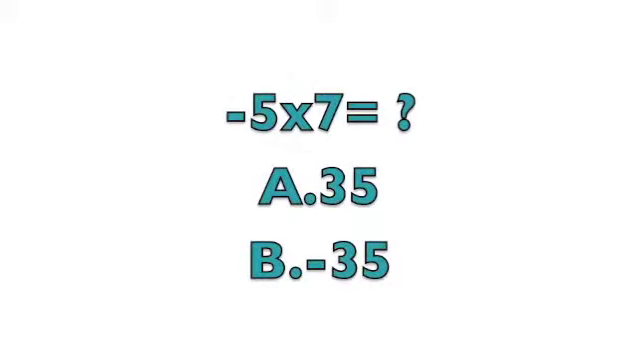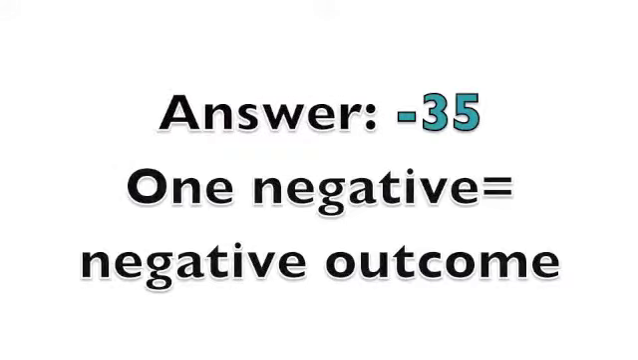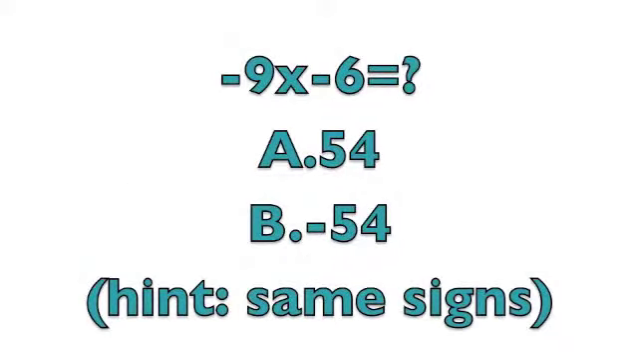That's easy. Negative 5 times positive 7 equals either A, 35, or B, negative 35. The answer would be negative 35 because one negative equals a negative outcome. Negative 9 times negative 6 equals either A, positive 54, or B, negative 54. The answer would be positive 54 because two negatives equal one positive.